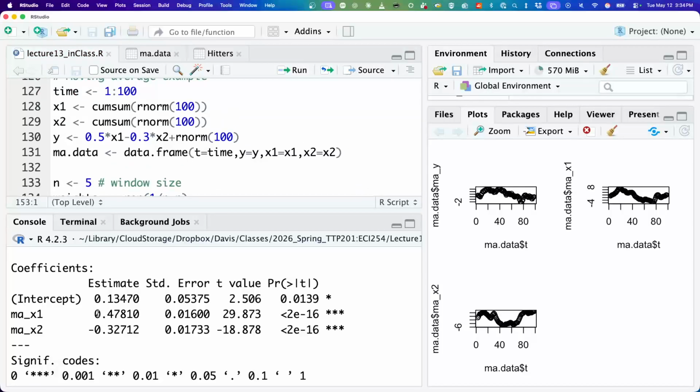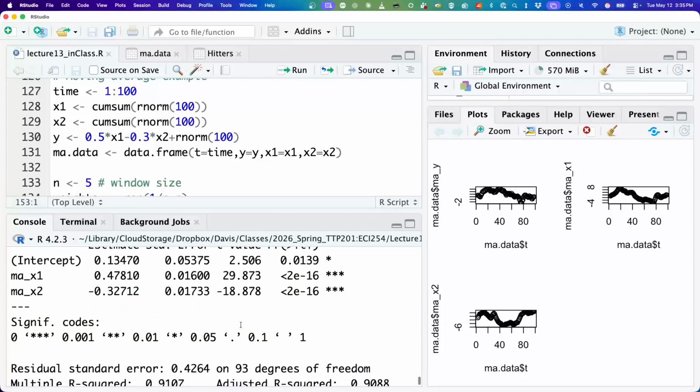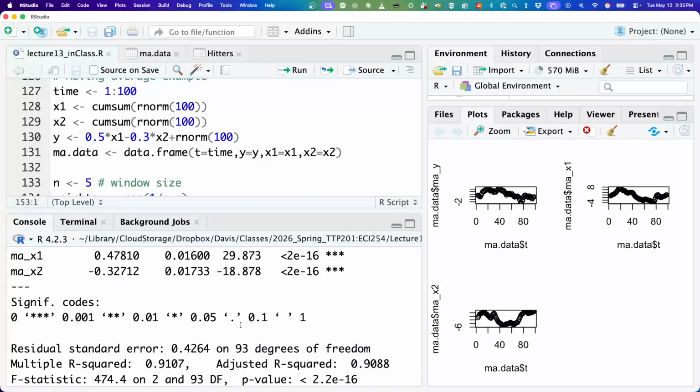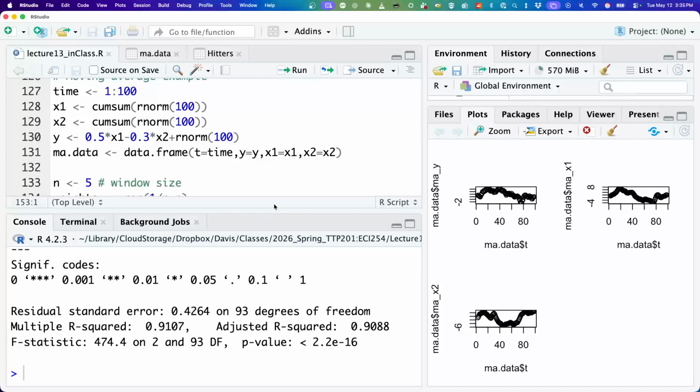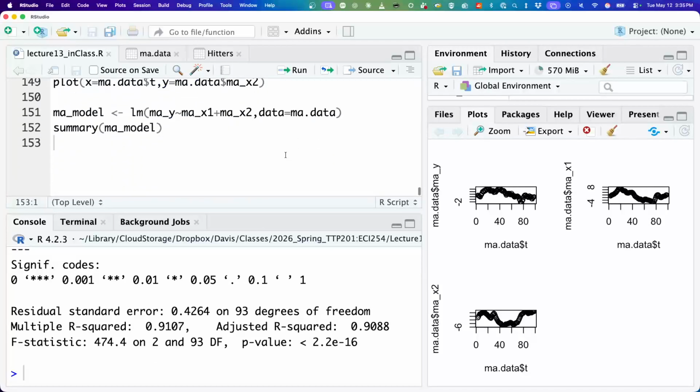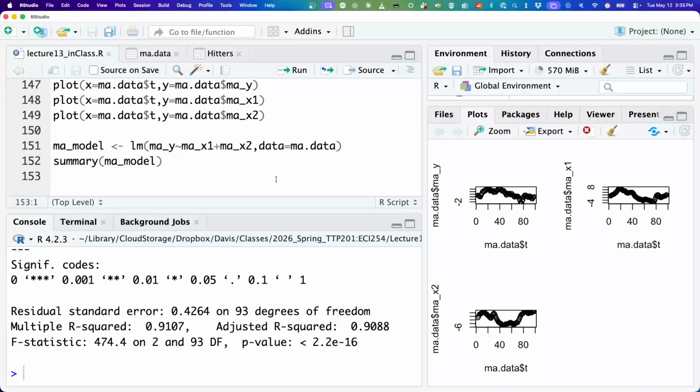Okay, and we can see that with the moving averages, we get pretty decent estimation of the coefficient values relative to what we know the true values to be, of 0.5. This is saying 0.48, and negative 0.3. This is saying negative 0.33. So the smoothing essentially helps with determining these relationships.